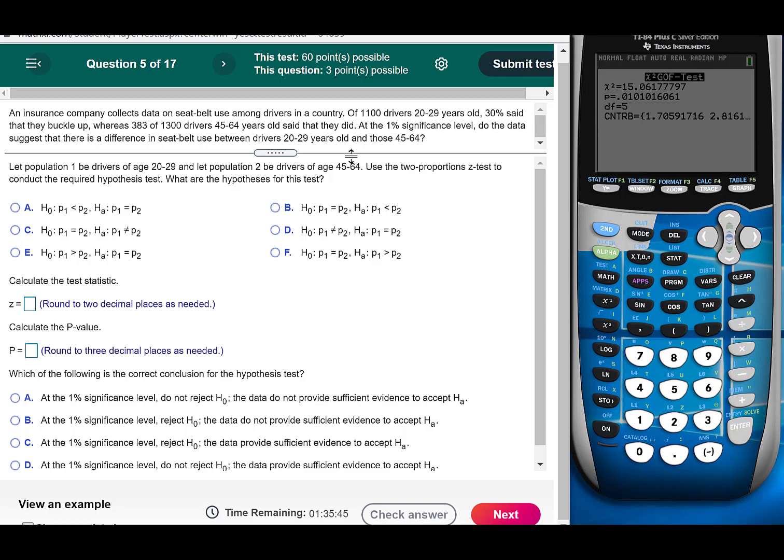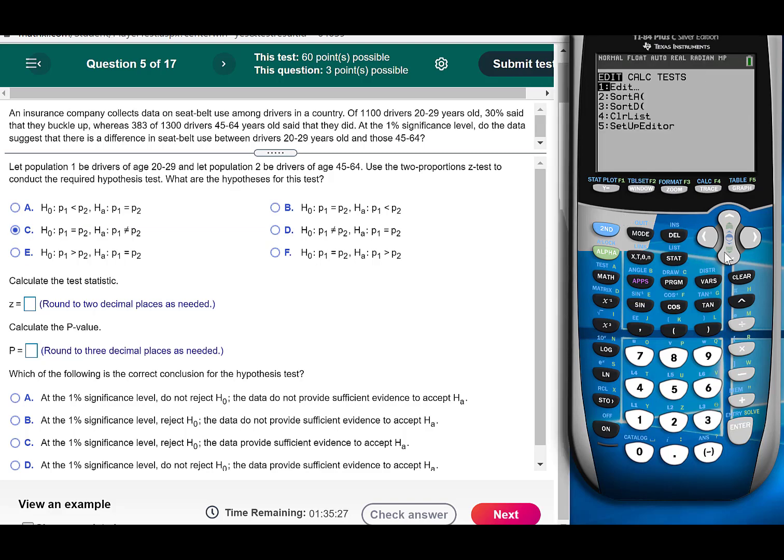So go to the alternative hypothesis and see which one has not equal. It seems to me, guys, that this is the one only. So it's C. P1 is not equal to P2, and H0 is always an equality sign, so that's the one. Now, how do you do the test? It's a 2 proportion Z test. So you go to stat, tests, 2 prop Z test.